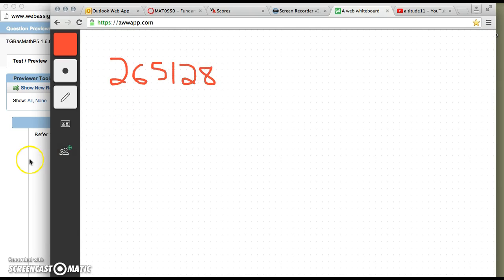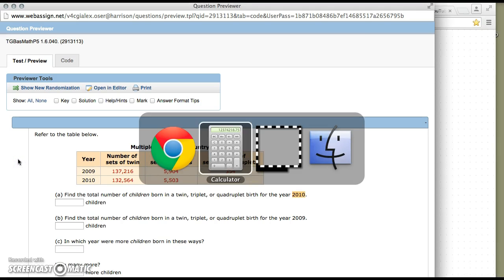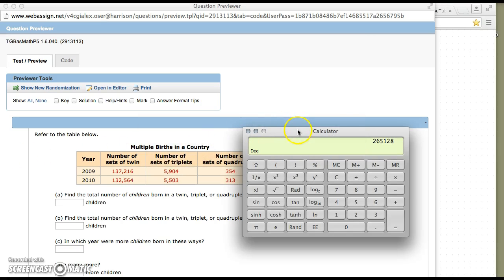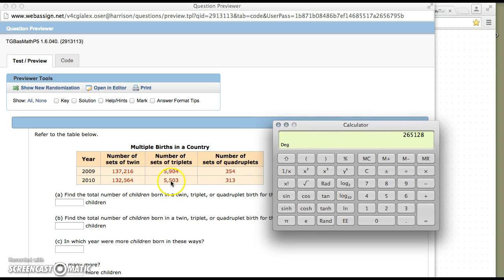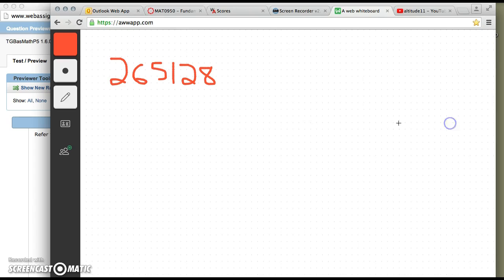All right, so let's do that same thing for our triplets and our quadruplets. For our triplets in 2010, we had 5,503 sets of triplets. Each set has 3 children apiece, so we need to multiply this value by 3. That's 16,509.